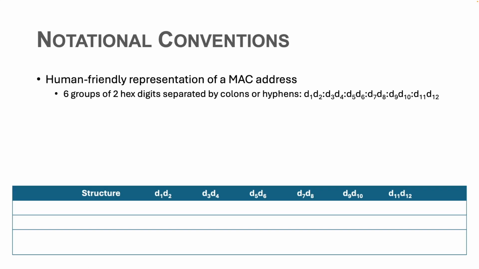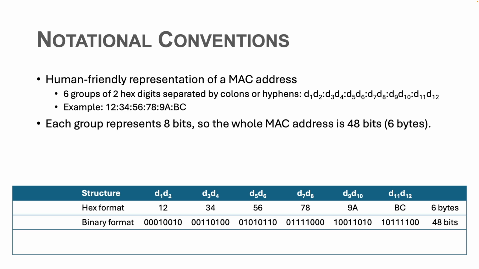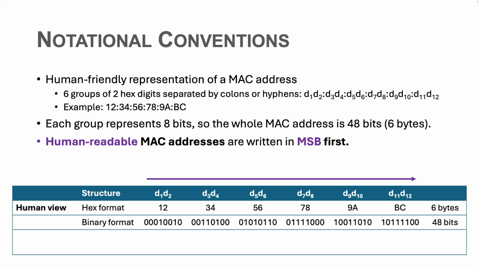So we have seen that the human-friendly or human-readable representation of a MAC address is typically shown as 6 groups of 2 hexadecimal digits separated by colons or hyphens. For example, here we have the MAC address 12345678 and BC, where each pair of hexadecimal digits represents 8 bits, so the total length is 48 bits or 6 bytes. Such human-readable MAC addresses are usually written in most significant bit first.